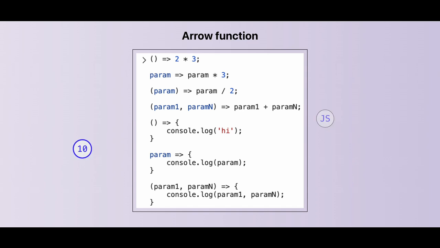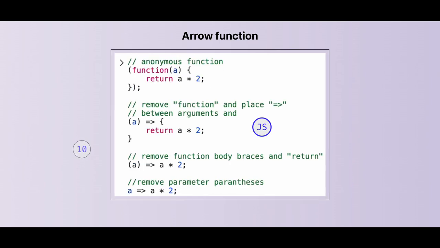Can you tell me how to convert a normal function to an arrow function? Yes, the function keyword has to be removed from the anonymous function and you should place an arrow between arguments and function body. Remove the braces of the function body if it has only one statement and also remove the return keyword since return is implied in an arrow function. You can also remove the arguments parenthesis if it has only one parameter.